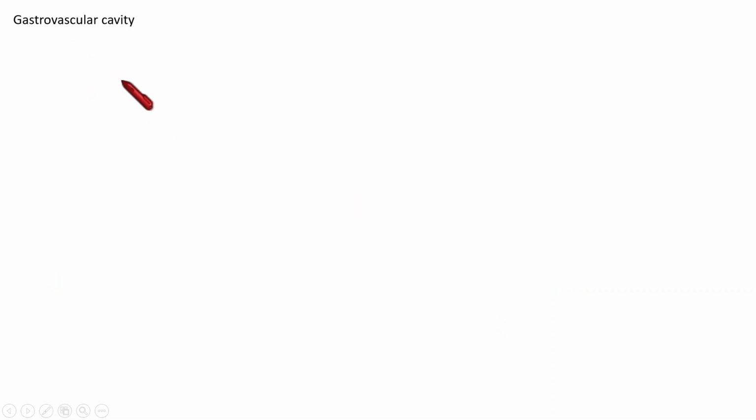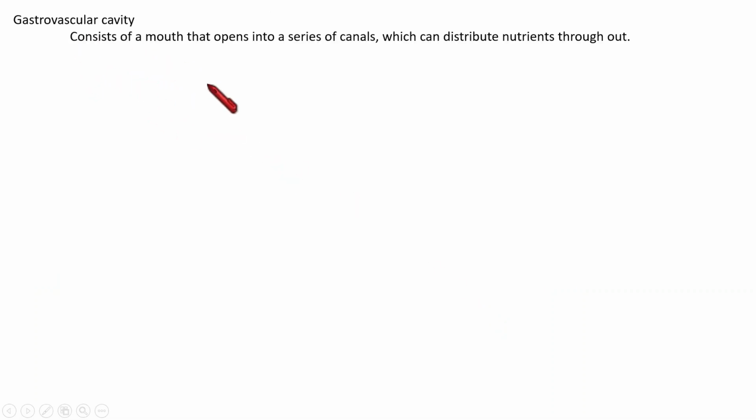Then regarding its gastrovascular cavity. The gastrovascular cavity starts at the mouth, and then it spreads into a series of many canals, and these canals spread throughout its body. By that way, whatever nutrients it is taking in, it can distribute to all other regions of its body.